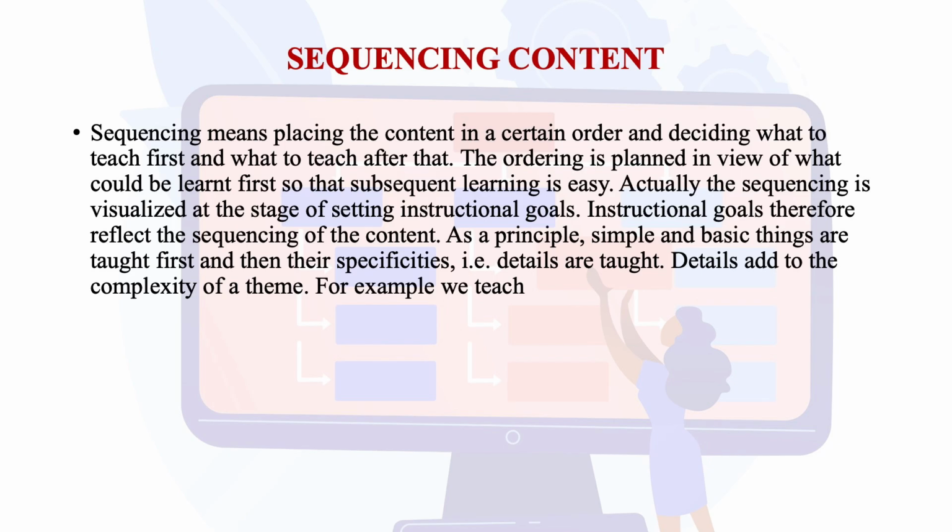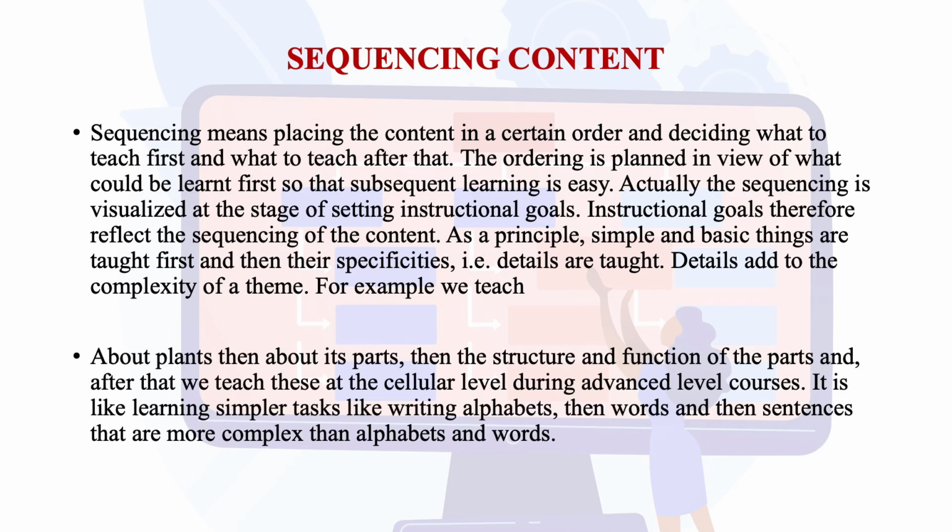And I also need to know that simple things need to be taught first. Complexity enhances when we add details to simple things that we have taught at the beginning. For example, when we teach about plants, we teach first about the plant in general, and then we come to its parts, and then the structure and function of the parts, and after that we teach these at the cellular level, and then we go deep into the cell. But this is done only at an advanced level course.